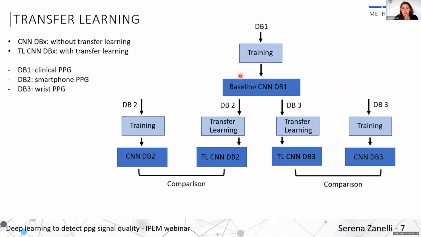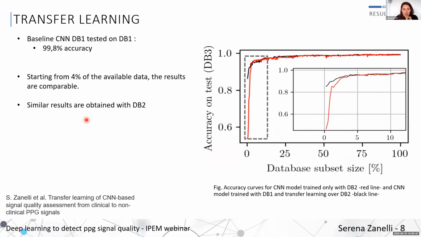Our experimentation starts with training the CNN model over the bigger data set, and then we use this baseline CNN model and we assess transfer learning to check the quality of the PPG in the other data sets, DB2 and DB3. In order to assess if transfer learning really enhances the performance of the model, we also train 2 parallel models, the same exact model, but from scratch. So we don't take the weights of the CNN and fine tune them, but we start the training from random weights.